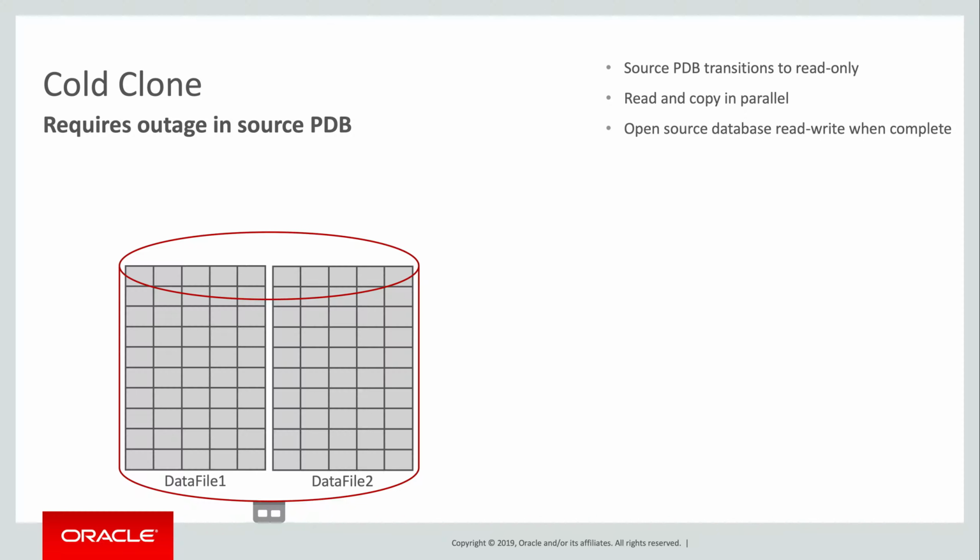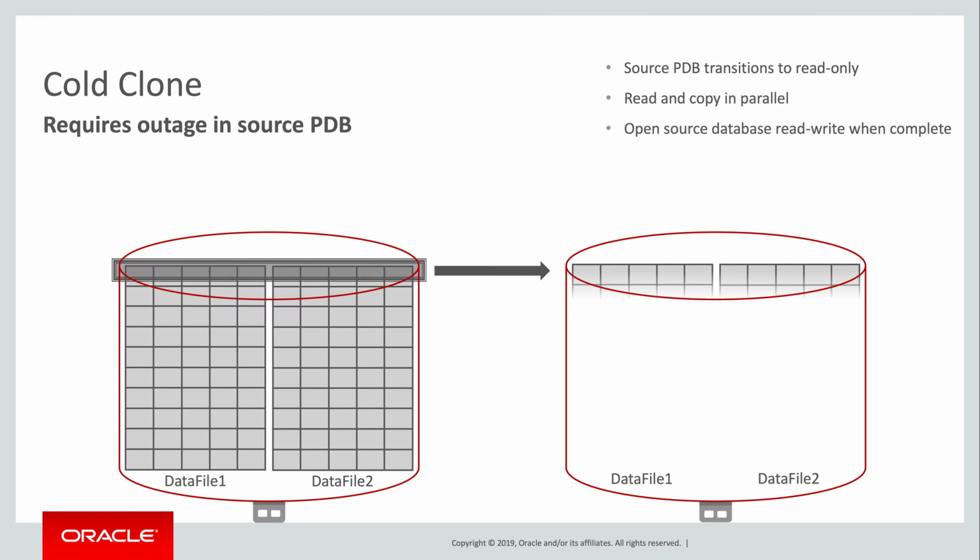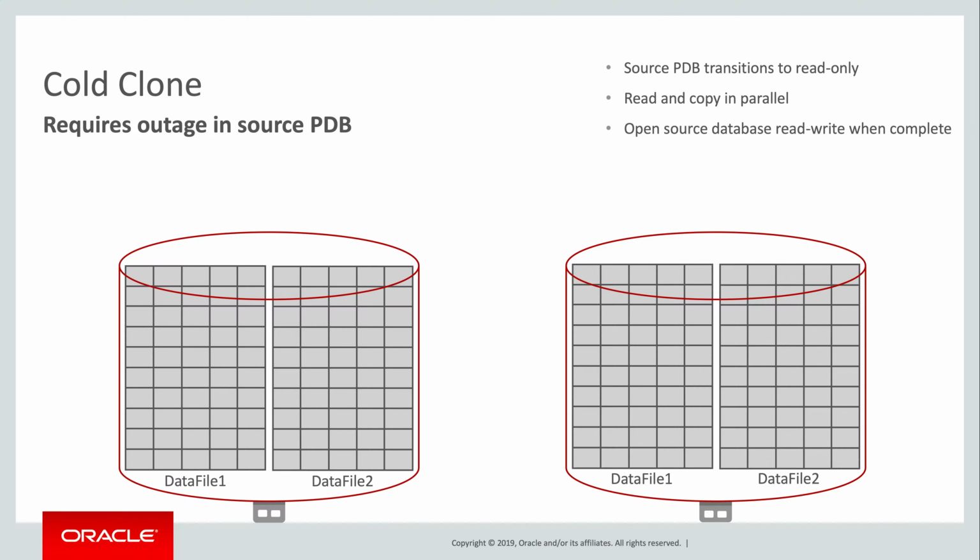Performing a cold clone is therefore simply a matter of scanning all the blocks of the source and copying them to the destination. Even this is a sophisticated operation, however, as parallel slaves will automatically be invoked to optimize performance. Once the clone is complete, the source PDB can be reopened read-write for processing to resume.